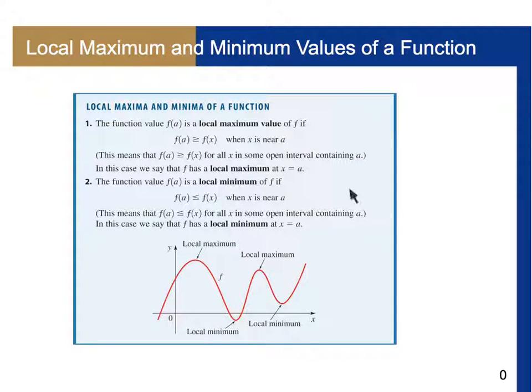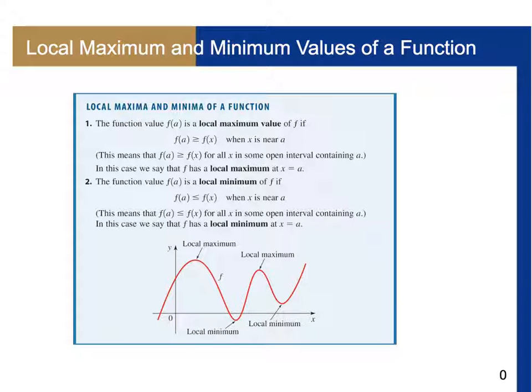But let's talk about the concept of local maximum and local minimum first. Local maximum value means that at some x near A, that y value, f of A, is bigger than or equal to all the y's near it, when x is near A. So think of it as the highest y value in its neighborhood. So we have a local maximum here, and we also have a local maximum here, because it's the highest y value in its neighborhood.